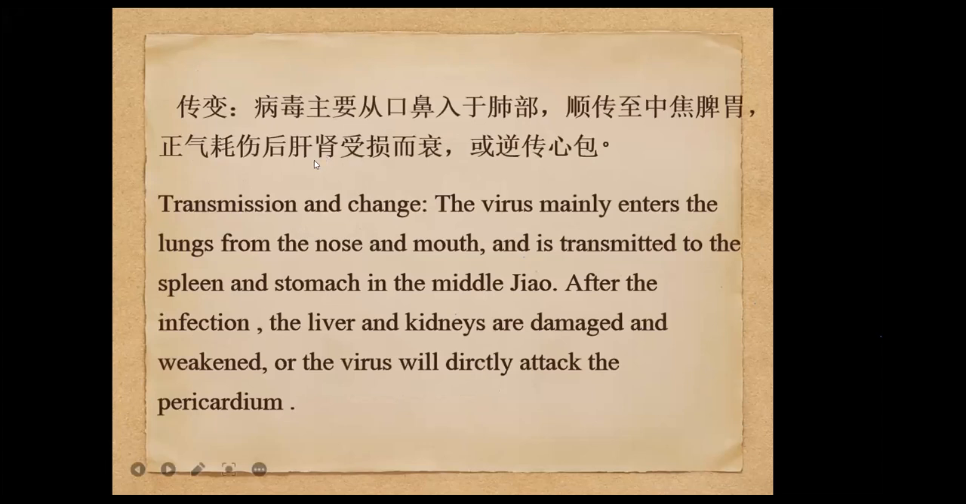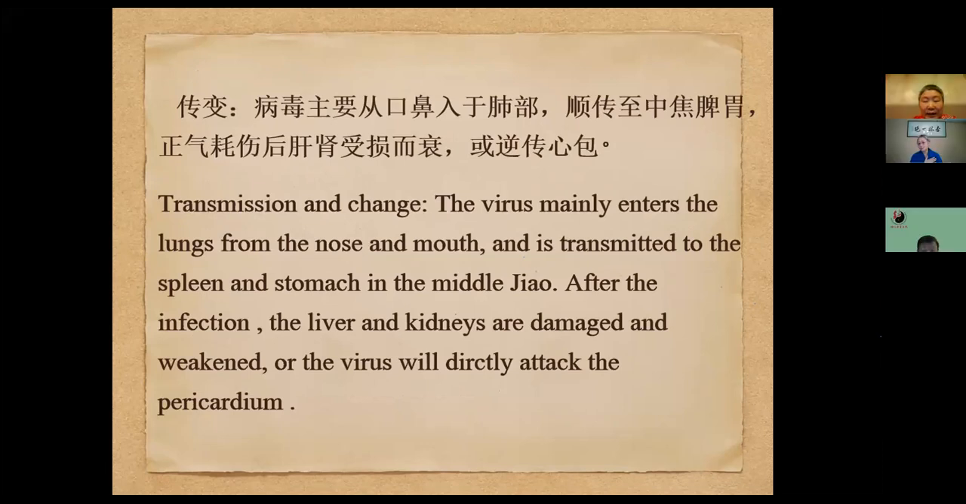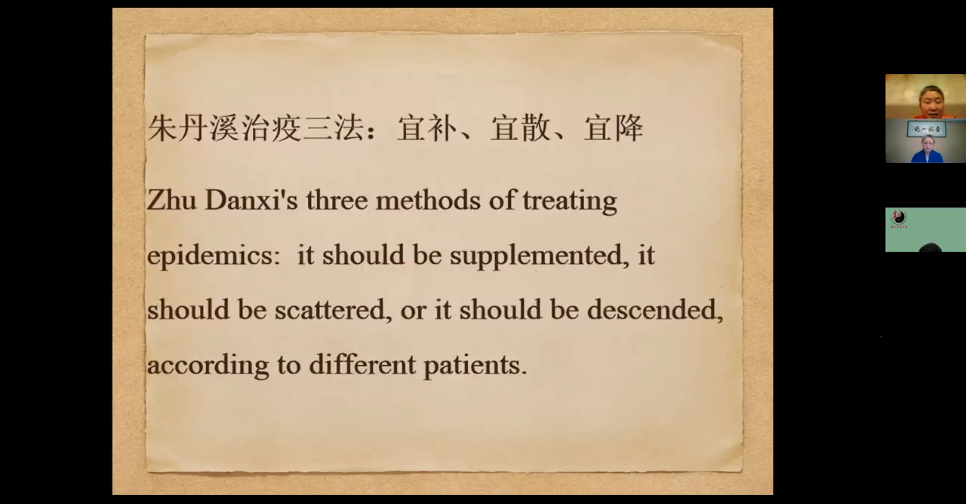Now, the transmission and the change of COVID: the virus mainly enters the lung from the nose and the mouth, and it's transmitted to the spleen and stomach. After the infection, the liver and the kidneys are damaged and weakened. This is the normal transmission. And then the abnormal transmission is the virus will directly attack the pericardium, and some patients will suffer heart problems.